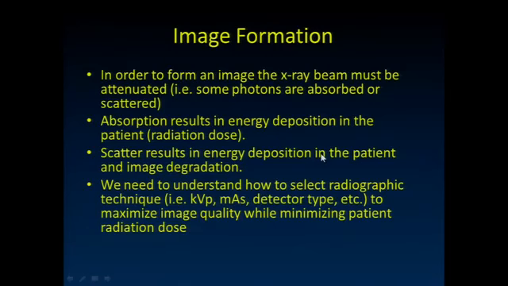If none of them made it through the patient, we would just make an image that looks like a shadow of the patient, right? It would just be a black area, if you will, where none made it through, with white in the rest of the area. If all of them made it through, the image would just be uniformly white, neither of which is helpful. We rely on the fact that there's differential absorption of those X-rays as they go through the patient.